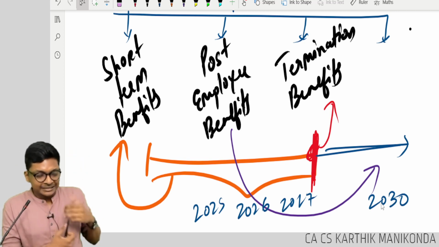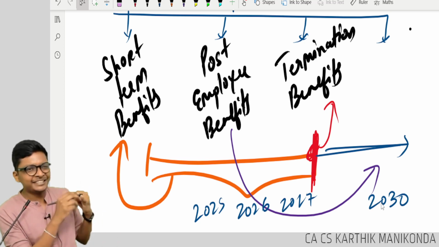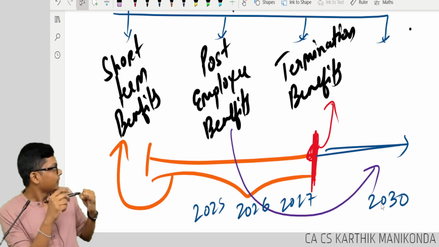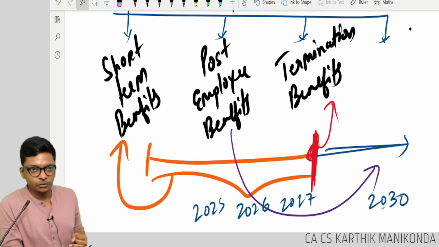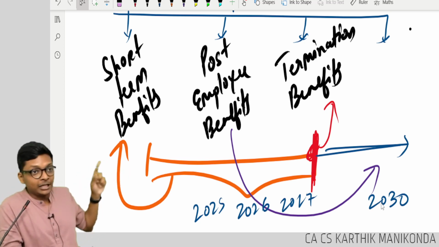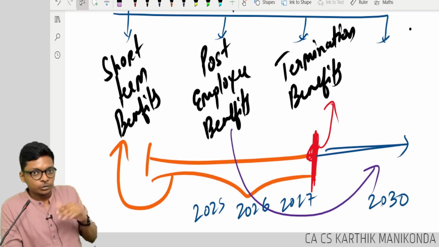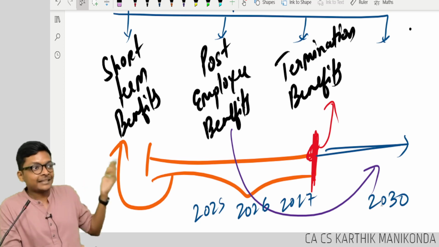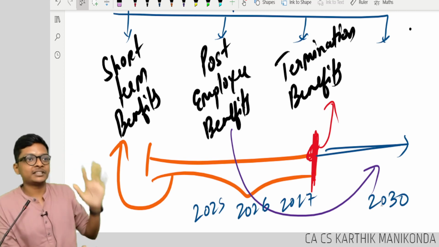Now, this will come where? Something I created now. Will it come in termination? He is still working. Will it come in post-employee? Why will he leave? Best performer. Okay, Elon Musk likes him. Is it short-term benefits? No, it's not within 12 months. So where will I put it? Others. So basically it is other long-term benefits.